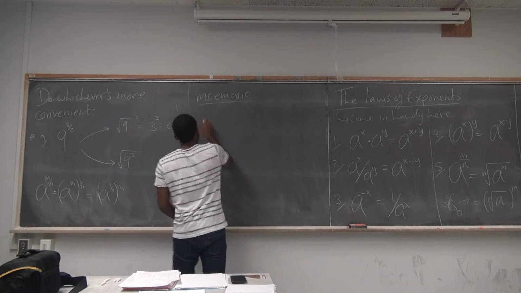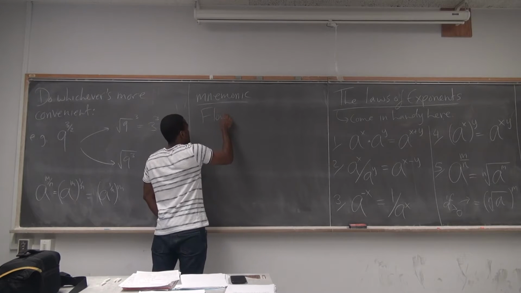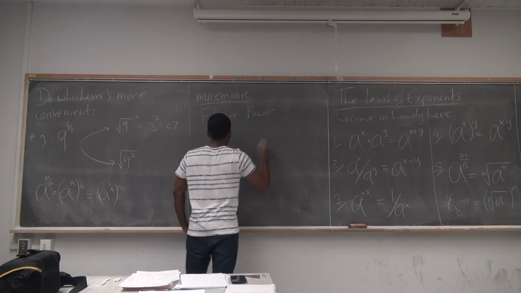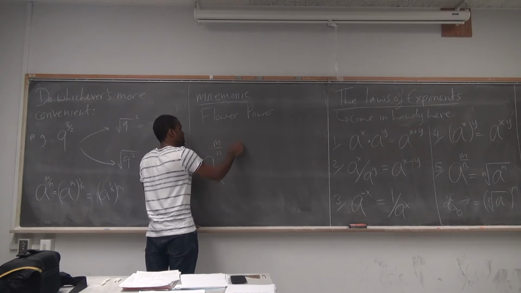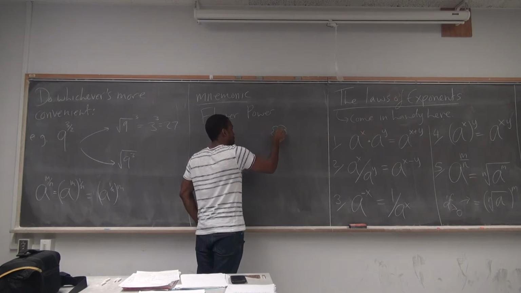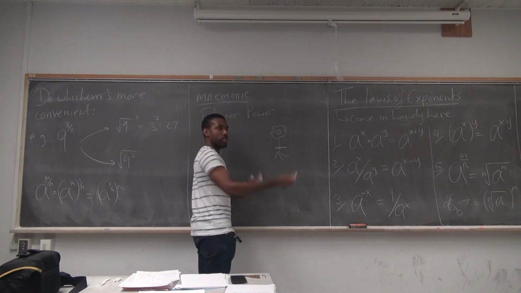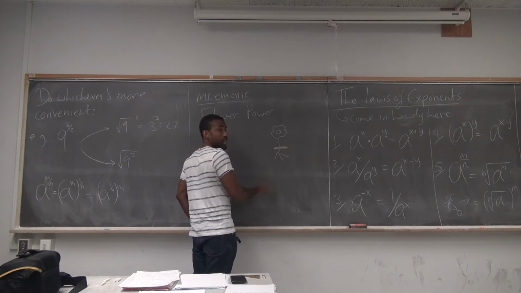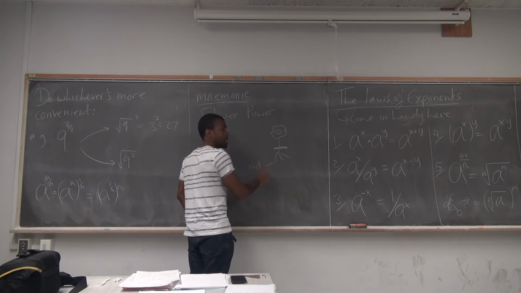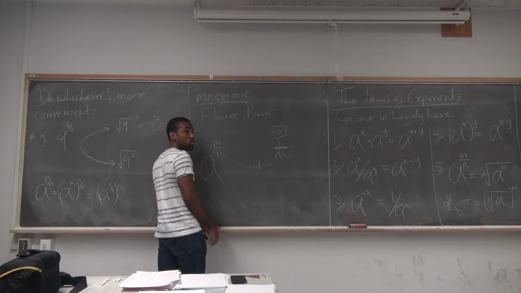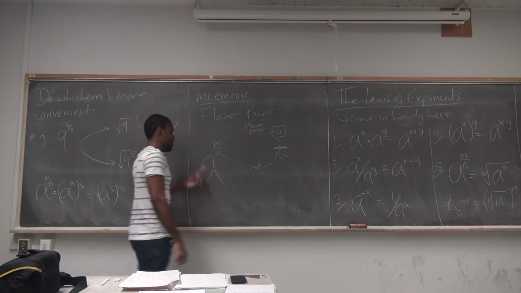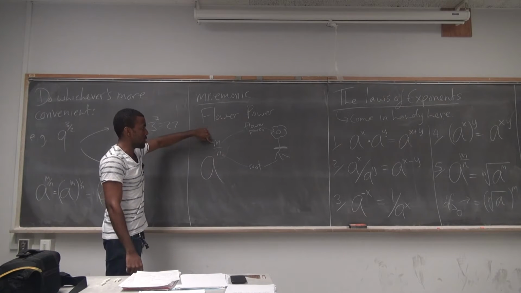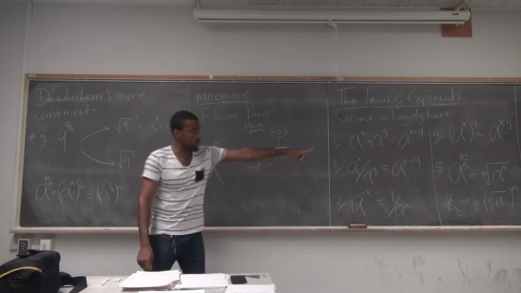The mnemonic for this one, which I like to remember, is called flower power. The a to the m over n: this power, think of it as flower. Notice that this fraction bar is like your division sign. The bottom is the root, like the radical. It tells you that the bottom number is the root. The top is the flower, which rhymes with power. So if you see something with a fraction in the power, the top is the power and the bottom is the root. And that's how you get that formula.